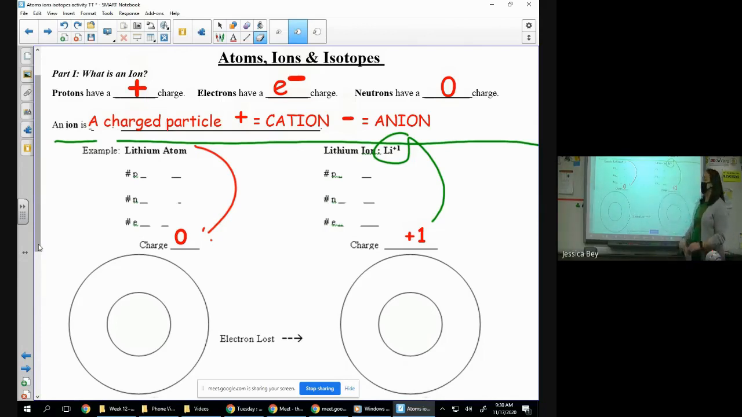So let's get started. Let's locate lithium. Does everybody see him? The number on the top of his box is 3. That means he has 3 of what? Protons, neutrons, or electrons? He has 3 protons. Very good.